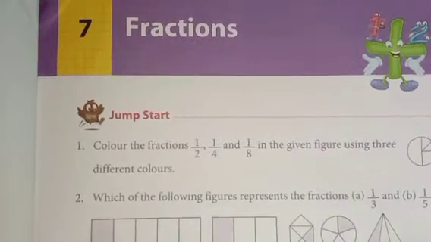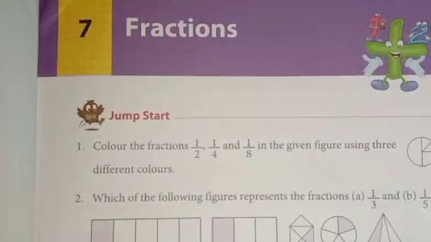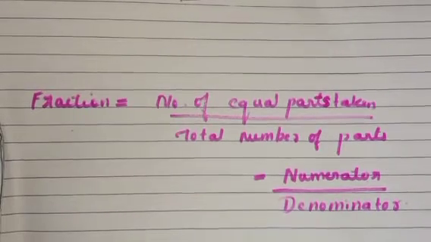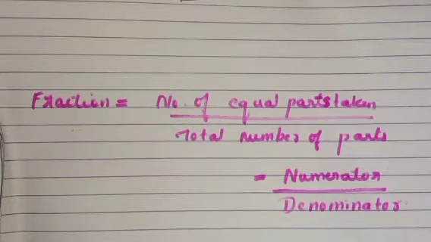We are going to learn the 7th chapter, fractions. You heard about fractions, so we can study fractions. A fraction is equal to the number of equal parts taken over the total number of parts. It has one numerator and one denominator. So, I will show some examples.